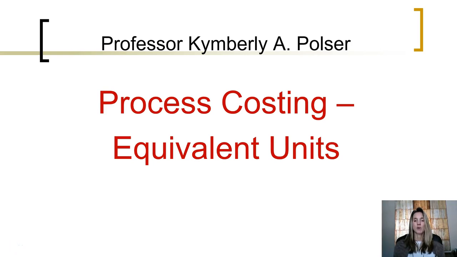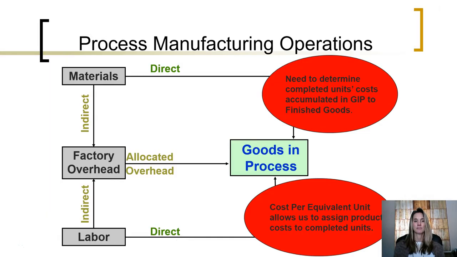In this episode, we're going to look at the concept of equivalent units and how that concept is used. Recall, as a company is incurring manufacturing costs, the purchase of raw materials is recorded in a raw materials inventory account, and then as materials, labor, and indirect costs are incurred, those costs are recorded into goods in process as the inventory is being worked on.